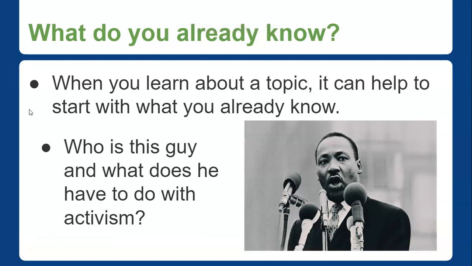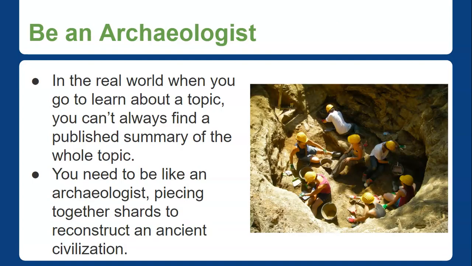When you're learning about a topic, you can start by thinking about what you already know. For example, if you read a topic that talked about Martin Luther King, you have some background knowledge about who he is, but you'd need to take the time to read the article to get some of the extra details.